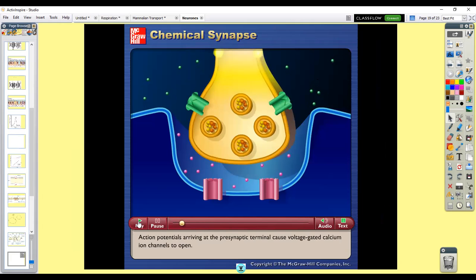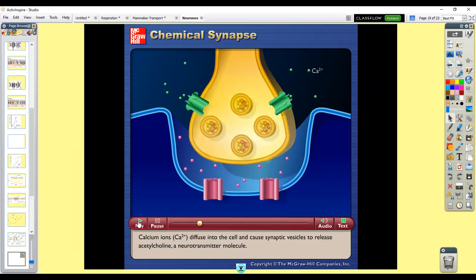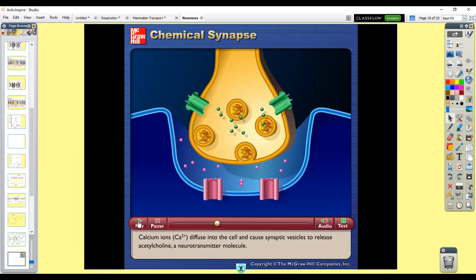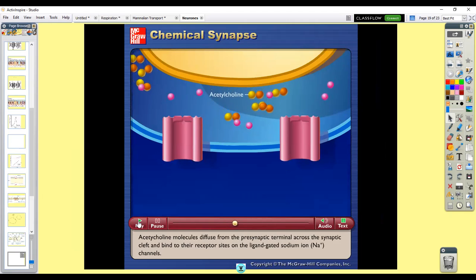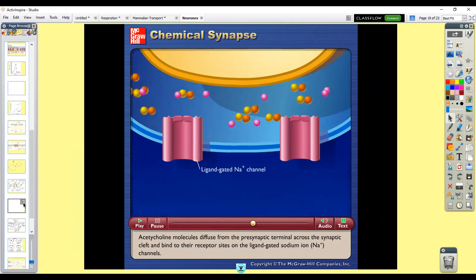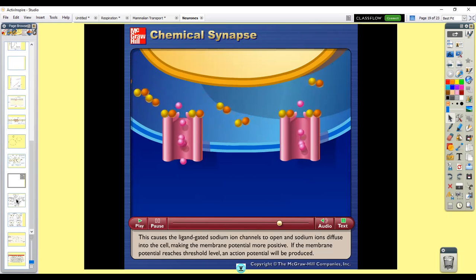Action potentials arriving at the presynaptic terminal cause voltage-gated calcium ion channels to open. Calcium ions diffuse into the cell and cause synaptic vesicles to release acetylcholine, a neurotransmitter molecule. Acetylcholine molecules diffuse from the presynaptic terminal across the synaptic cleft and bind to their receptor sites on the ligand-gated sodium ion channels. This causes the ligand-gated sodium ion channels to open and sodium ions diffuse into the cell, making the membrane potential more positive. If the membrane potential reaches threshold level, an action potential will be produced.